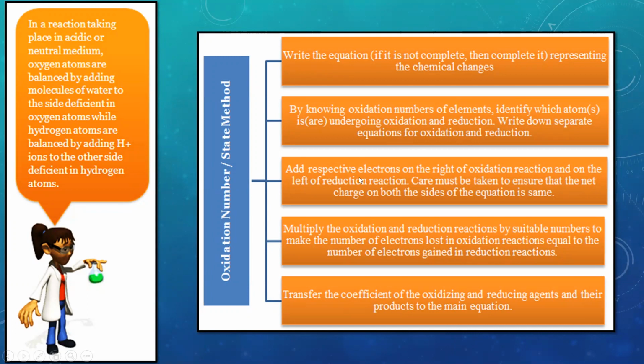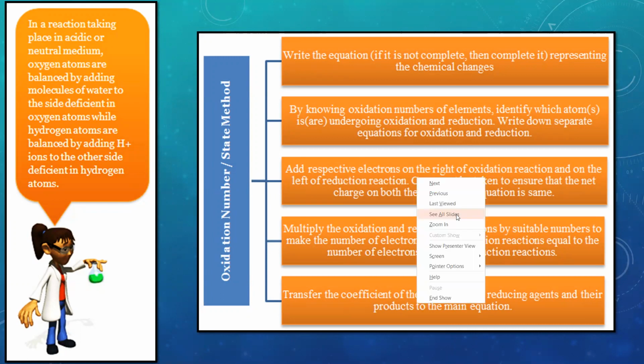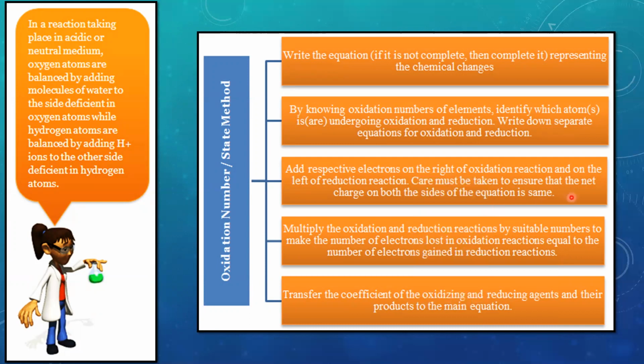Now, why do we need to add electrons on the right of the oxidation reaction? Because we know oxidation reaction means loss of electrons, whereas reduction reaction means gain of electrons. Therefore, care must be taken to ensure the net charge on both sides of the equation is the same.